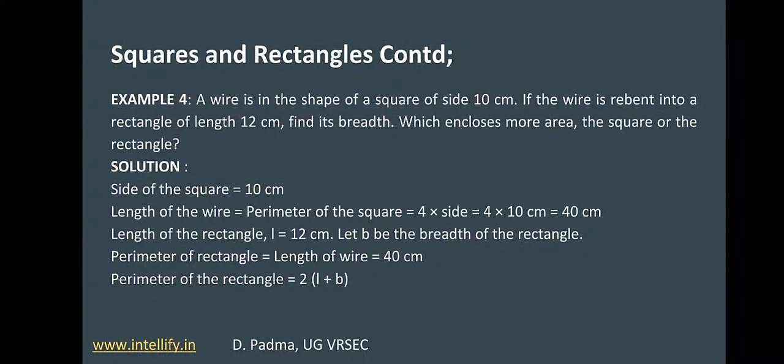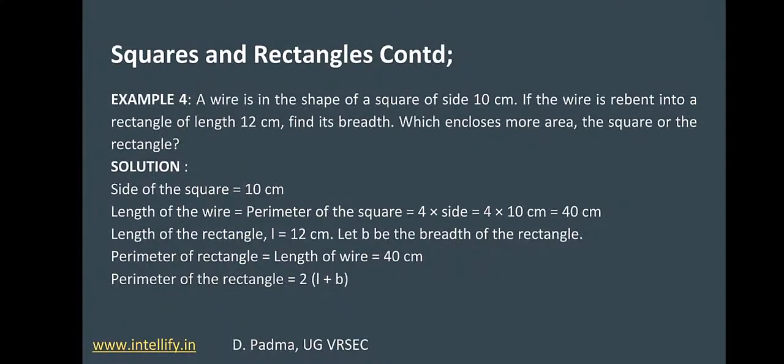Then the length of the rectangle is 12 centimeters. So first we have to find the breadth of the rectangle, and here we have to find which encloses more area. It means which has more area, square or rectangle. So here we know that the side of the square equals 10 centimeters and the length of the wire equals the perimeter of the square. So 4 into side equal to 4 into 10 equal to 40 centimeters, and after that the length of the rectangle is L equal to 12 centimeters.